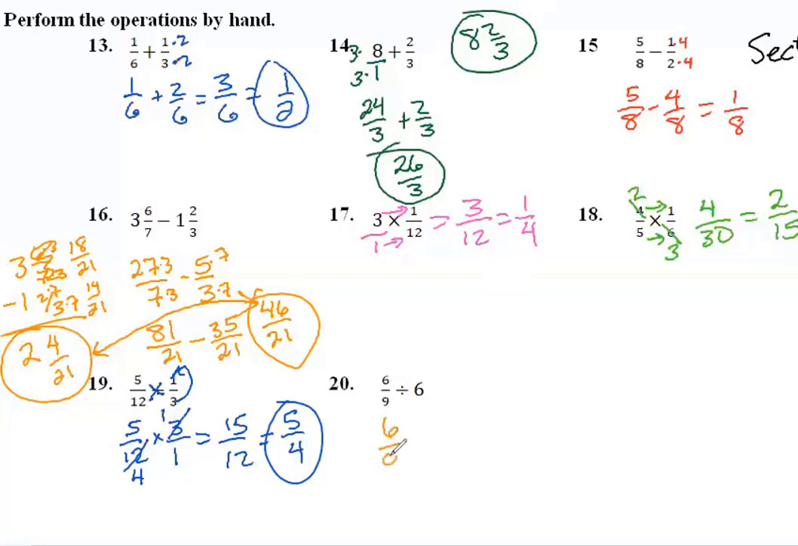6/9 divided by 6, that's times by the reciprocal, so times by 1/6. That is 6 times 1 is 6 over 54. Reduces down, looks like divide by 6 and divide by 6, and you get 1/9. You should see also that you could have divided by 6 ahead of time and had much smaller numbers. 1 times 1 is 1, 9 times 1 is 9. Excellent.